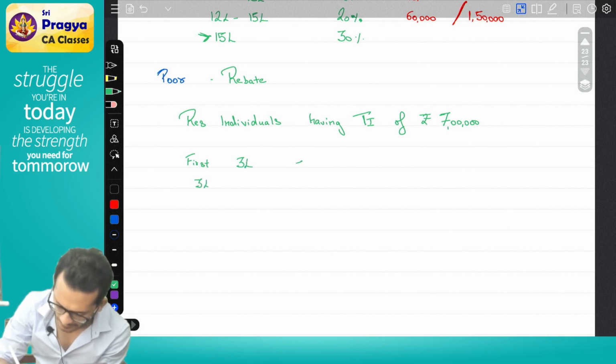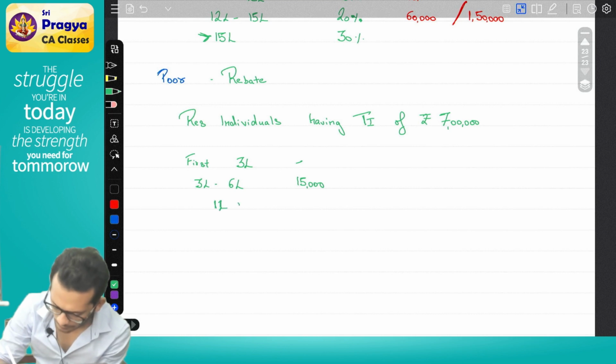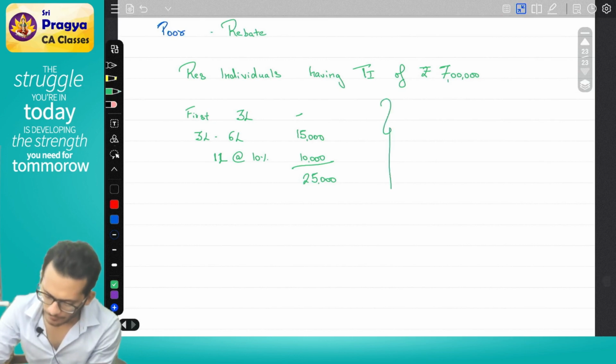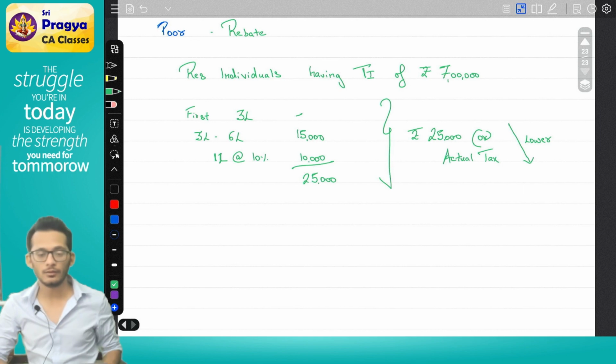Then 3 lakhs to 6 lakhs, it will be 15,000. Balance is how much? 1 lakh at the rate of 10%. Number will be 10,000. Therefore, total is 25,000. In simple words, I will now get a rebate of 25,000 or actual tax, whichever is lower. Very good. Whichever is lower.